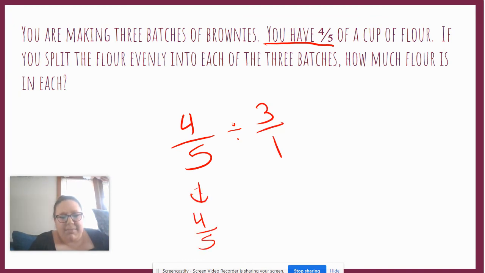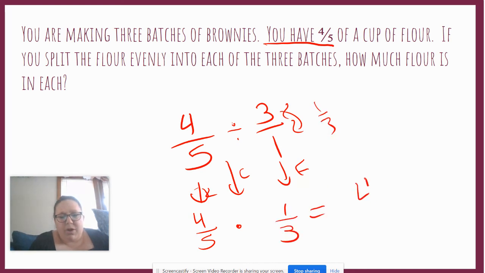4/5 stays the same. That's our keep. Change to multiplication. Flip. 3 over 1 becomes 1 over 3. 4 times 1 is 4. 5 times 3 is 15. So you get 4/15 cup in each batch.